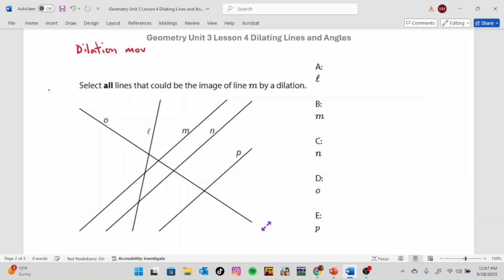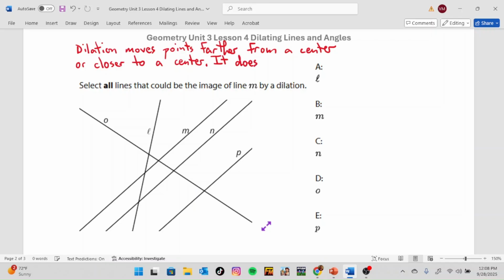Dilation moves points farther from a center or closer to a center. It doesn't rotate.